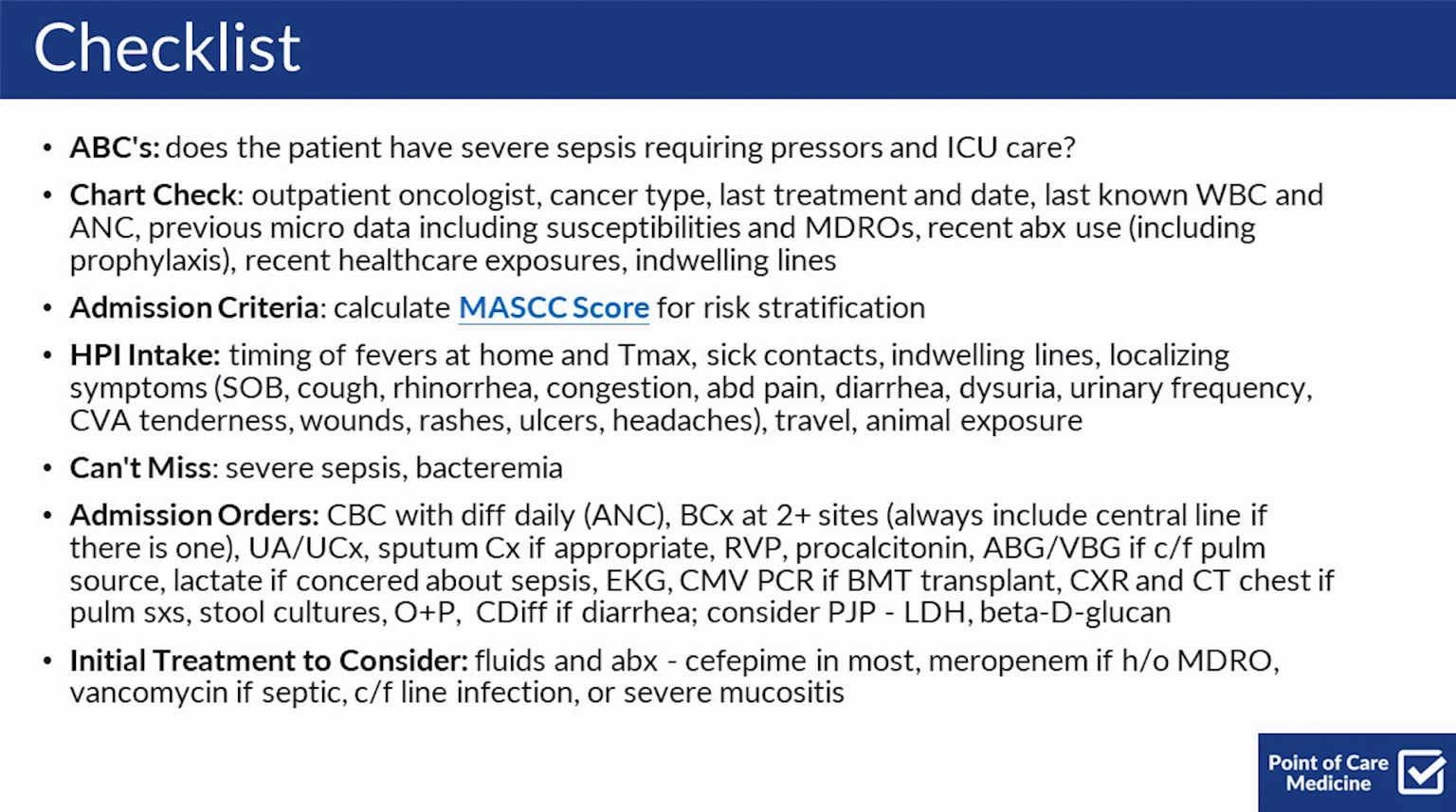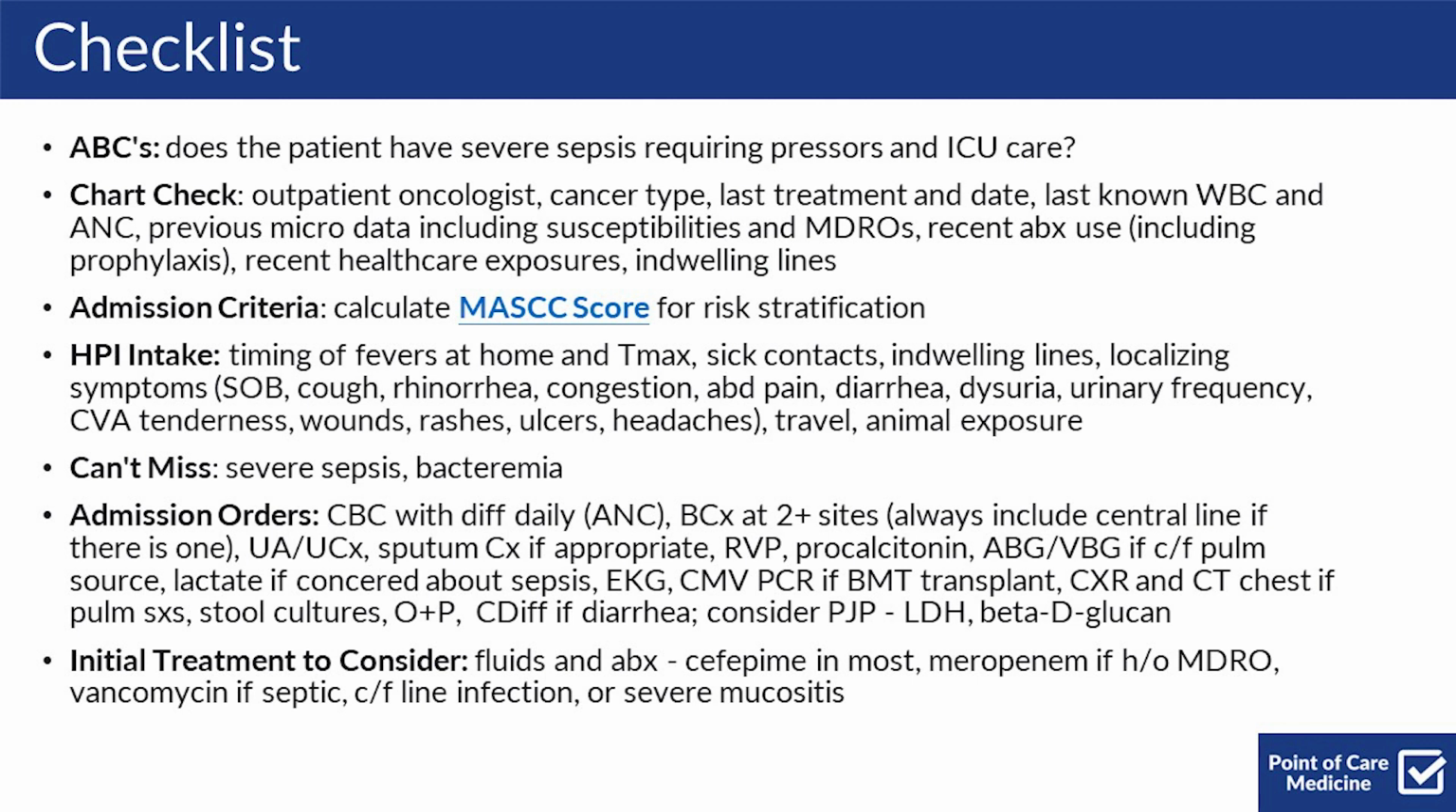When you do your chart check, look for the outpatient oncologist, the cancer type they have, the last treatment and the date they got it, the last known white blood cell and ANC, any previous microdata including susceptibilities and multi-drug resistant organisms, any recent antibiotic use including prophylactic antibiotics, and recent healthcare exposures as well as indwelling lines. For admission criteria, you can calculate the MASCC score or MASC score for risk stratification, and we'll talk about that more later.